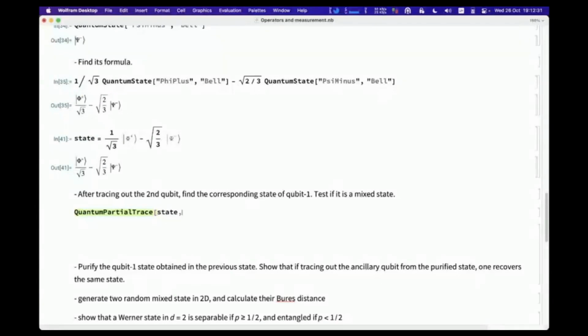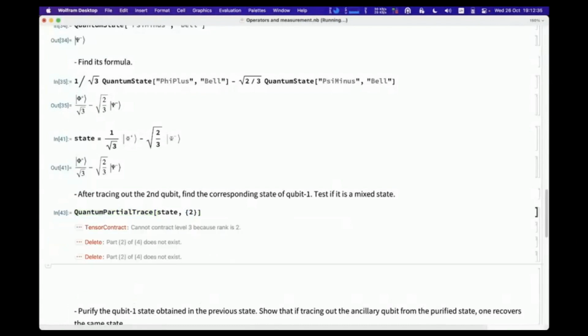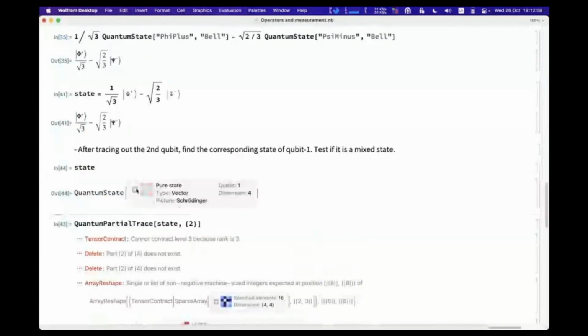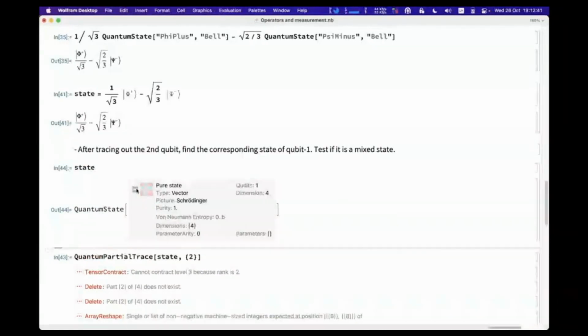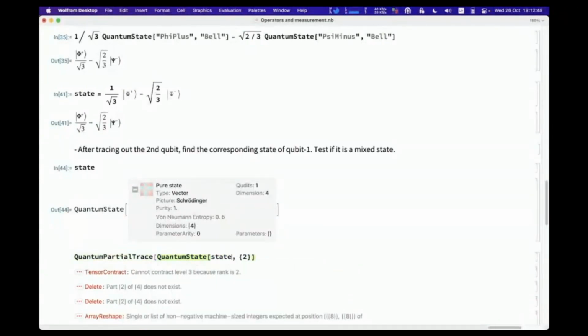So the first argument is the state. The second argument is the system that you want to do the partial tracing. Oh, we can't do that because it's a 4-dimensional one. Oh, then let's transform it into computational basis. Let's go to 2 by 2.